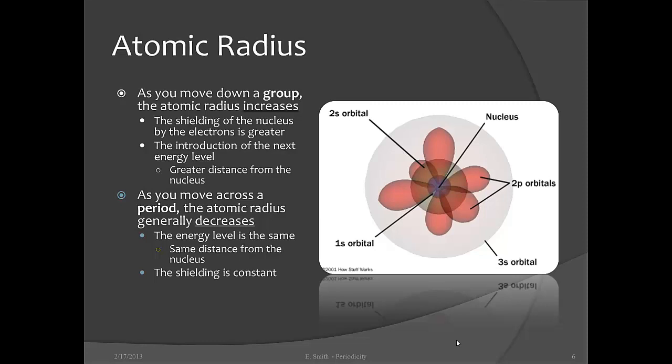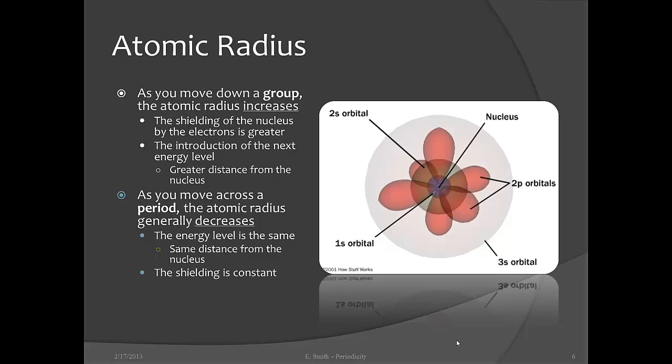Now, it's different as you move across a period. Don't forget, this is going from left to right in the rows of the periodic table. As you move across a period from left to right, the number of protons is increasing, along with the number of electrons. So if the nucleus is becoming more positive and the electrons are entering the same relative distance from the nucleus, the atom is actually getting slightly smaller. The reason is because the shielding is constant.